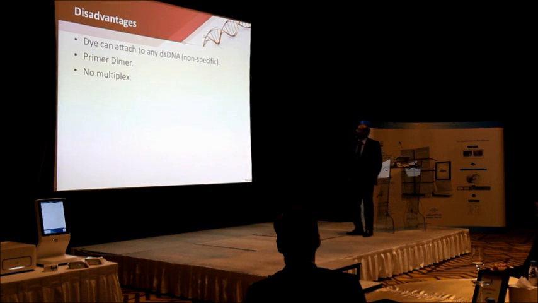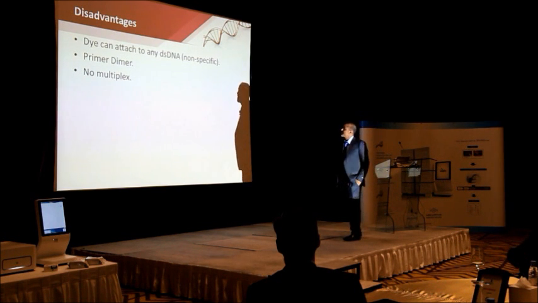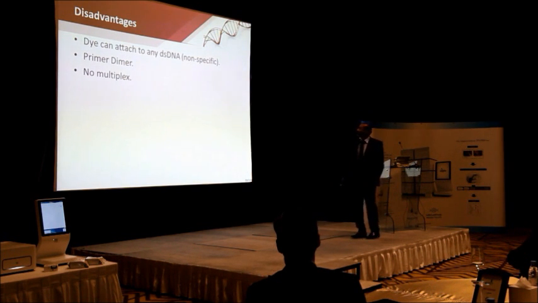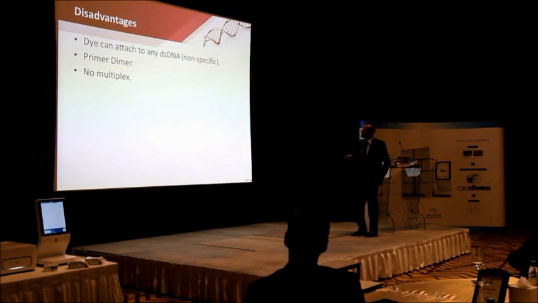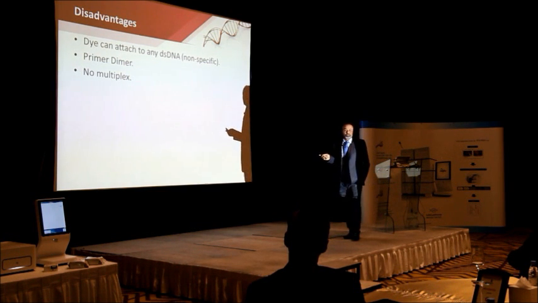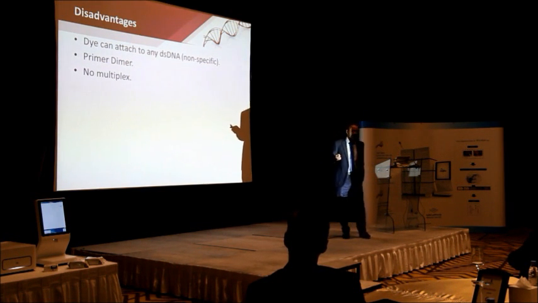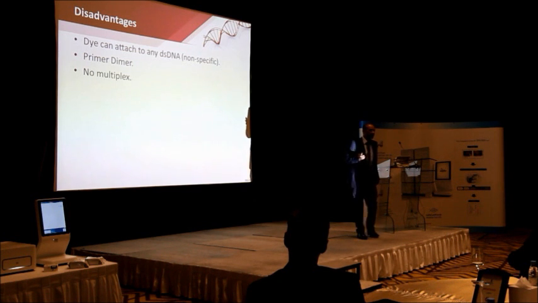As I mentioned before, the problem with the SYBR Green is that the dye can attach to any double strand, a non-specific attachment. And the problem sometimes is primer dimers, because sometimes they may amplify themselves. And another problem, which is a major problem, you can't do multiplex in SYBR Green. So you have to check only for one virus. You can't use multiple primers to check for different viruses.